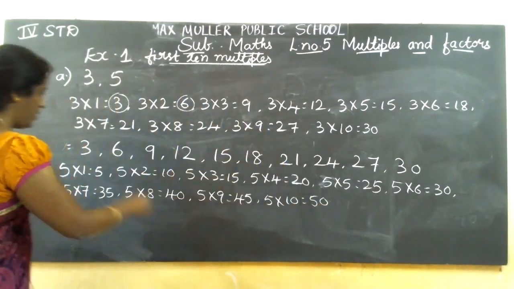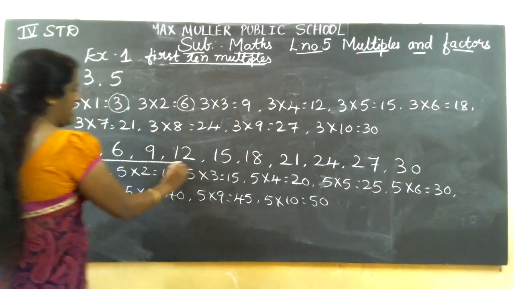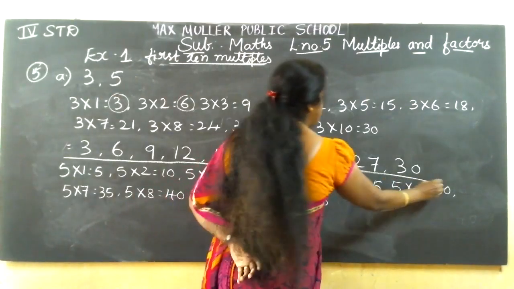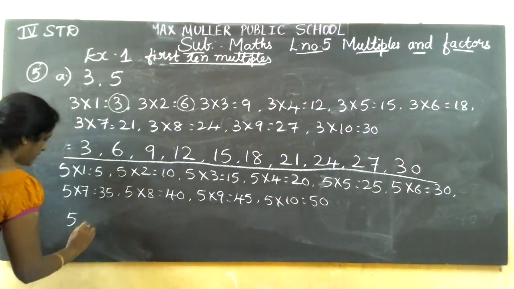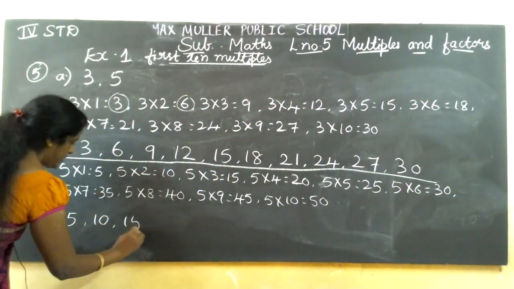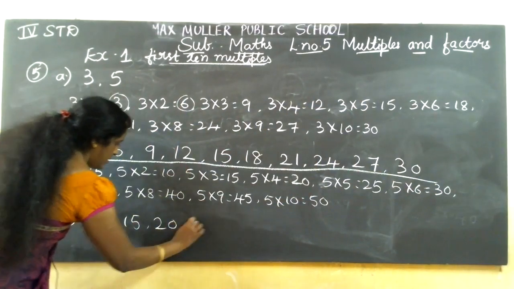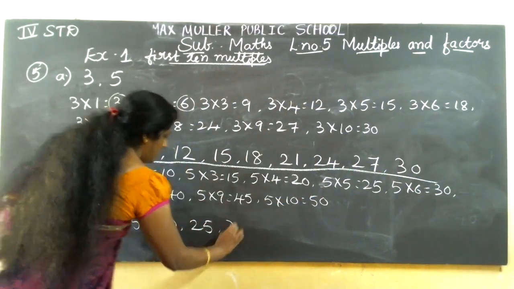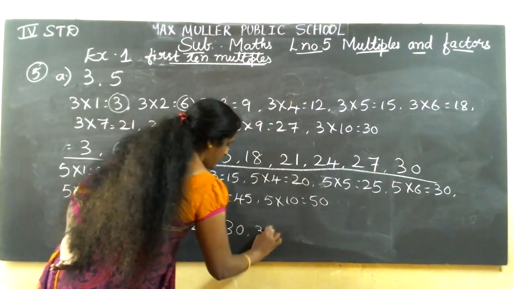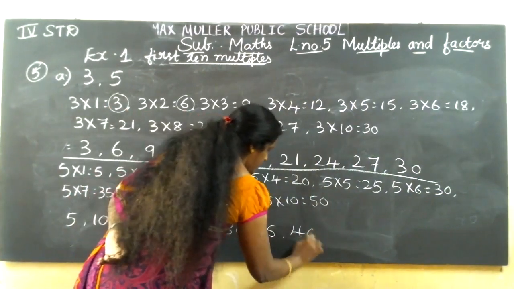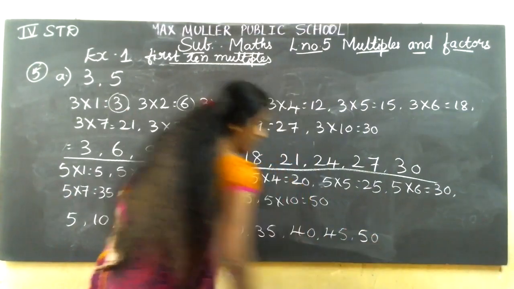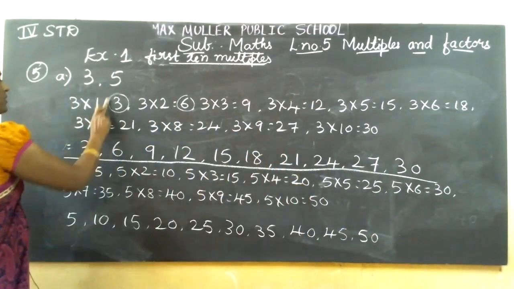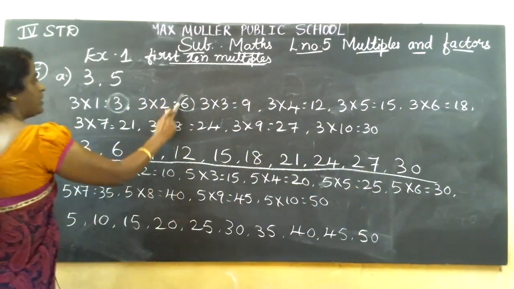So, the first 10 multiples. See, I have put a dash. Don't do that. Don't put a dash. In class, you should leave a line and write. Okay. See, 5, 10, 15, 20, 25, 30, 35, 40, 45, 50. These are the first 10 multiples. Okay, children?